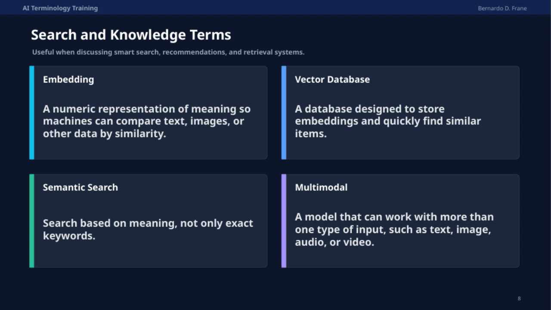To support these advanced search capabilities, we need a specialized database known as a vector database. This type of database is designed to store embeddings, numeric representations of data that capture its meaning, and to quickly find items that are similar based on those embeddings. Speaking of embeddings, this is a crucial concept. Embeddings convert data like text or images into a numerical format that machines can easily compare. Think of it as giving meaning a numeric shape that allows for similarity comparisons across different data types.